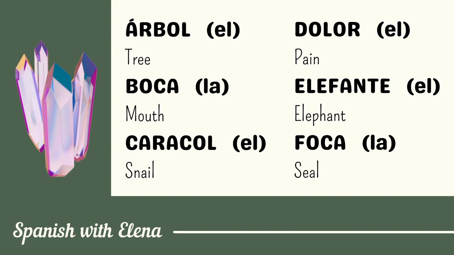The second word, boca, la boca. Tercera palabra is an animal, el caracol, the snail, el caracol. Cuarta palabra, el dolor, dolor, pain. Quinta palabra, it was an animal, elefante, el elefante. Y la última palabra de este grupo, the last word of this group, it was also an animal, la foca, seal, foca, la foca.